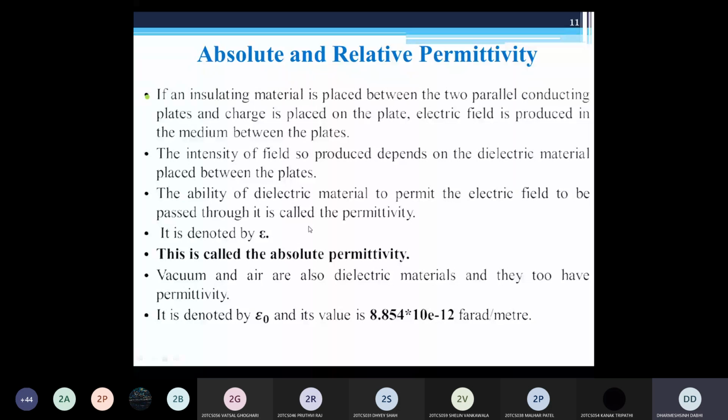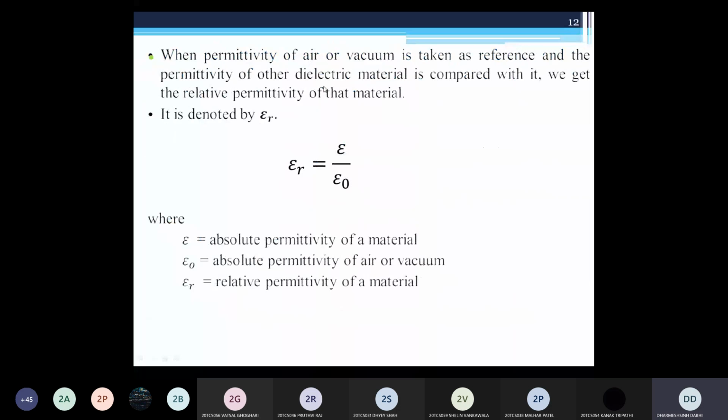So I think all of you understand what permittivity is and what relative permittivity is. Relative permittivity is different based on the different insulating material, but epsilon 0 remains constant for all materials. For air and vacuum, relative permittivity is always 1. Now, when the permittivity of air and vacuum is taken as a reference and the permittivity of other dielectric material is compared with this air or vacuum, we get the relative permittivity of that material.